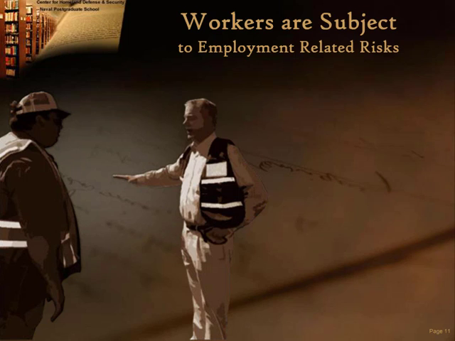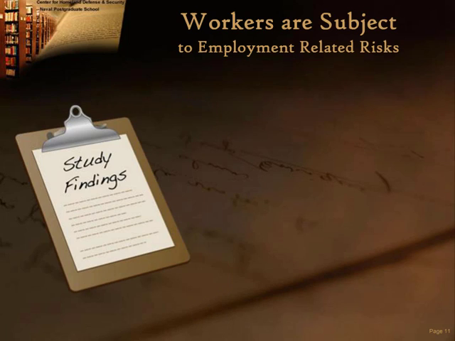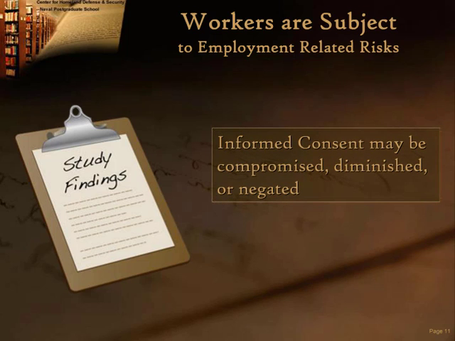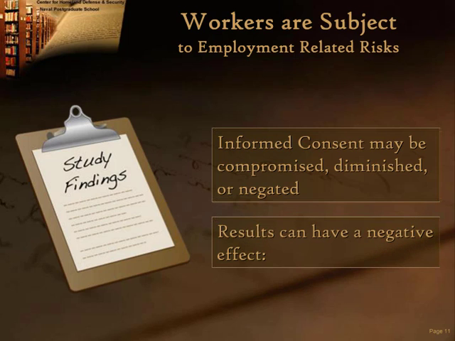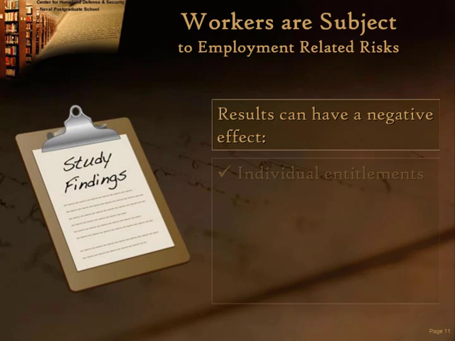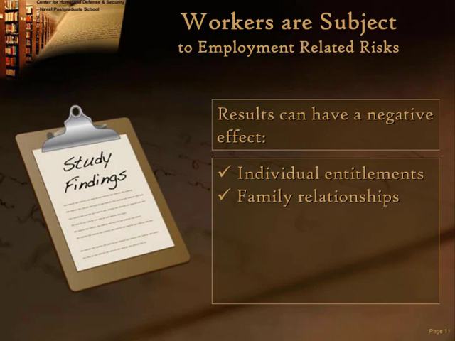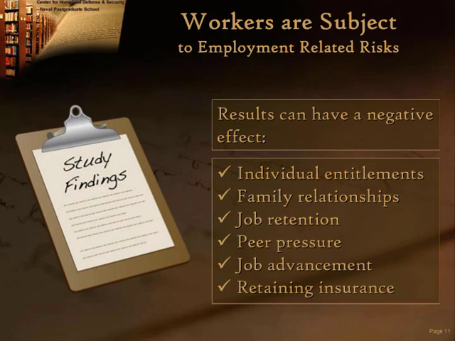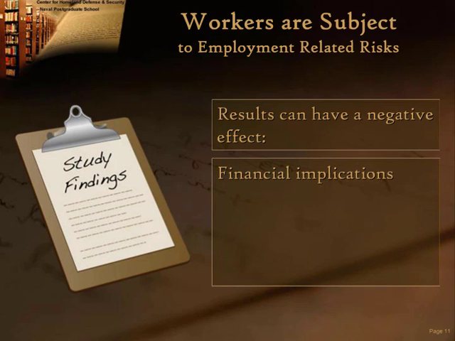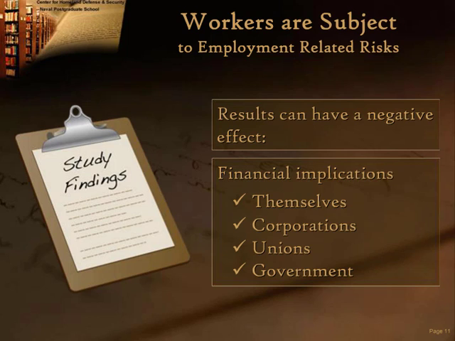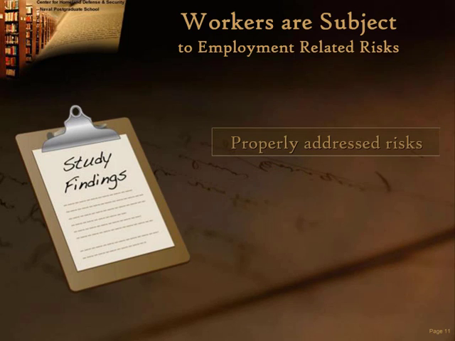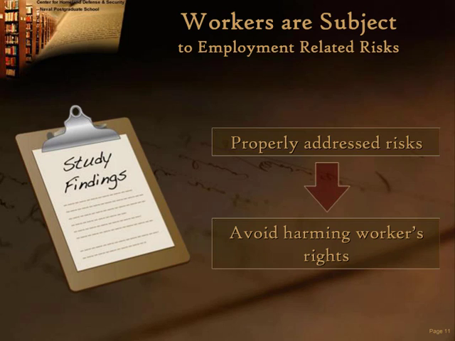Additional vulnerability, for example job loss, job restriction, health impact, relates to individual or group study findings. The ability to give informed consent may be compromised, diminished, or negated. The results of the study can affect the livelihood or personal security of the worker or other workers. Risks from the impact of study findings may include the effects on individual entitlements, impairment of family relationships, possible threats to job retention, peer pressure, constraints to job advancement, and the ability to obtain and retain mortgage and health insurance. The findings from research studies also may present significant financial implications for individuals themselves, corporations, unions, or the government, for example, job loss, job restriction, health impact. These risks, if properly addressed, can be effectively managed to avoid harming workers' rights.